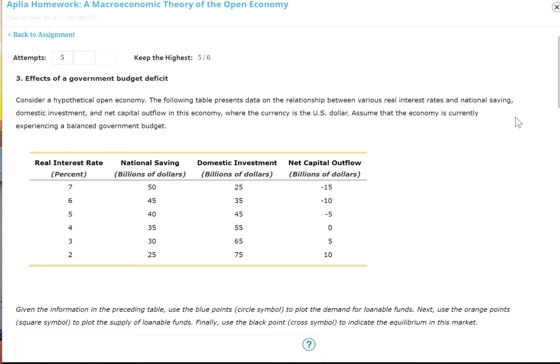Hi guys. In this video, we're going to do number 3 on your chapter 32 homework. It's a very long question, so hopefully you can finish in one sitting. It says consider a hypothetical open economy. The following table represents data on the relationship between real interest rate and national saving, domestic investment, and net capital outflow in this economy where the currency is the US dollar. Assume that the economy is currently experiencing a balanced government budget.